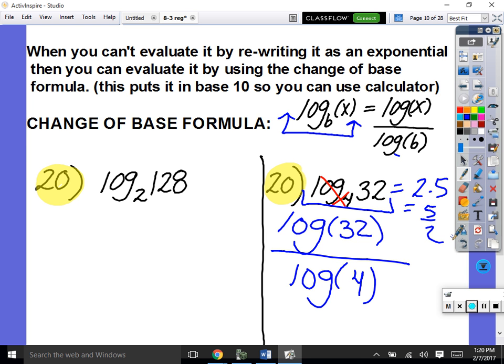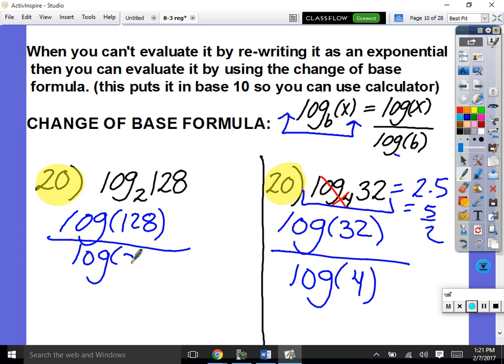Okay, so let's do this one using the change of base formula. How would I rewrite it? Log of 128 divided by log of the mini thing, the subscript. Log of the big divided by log of the small. 7. Was that pretty easy?